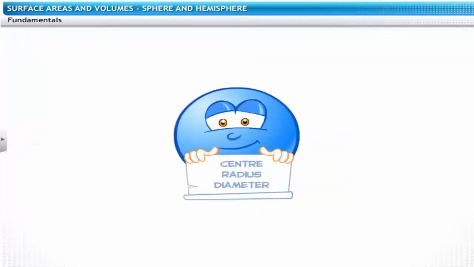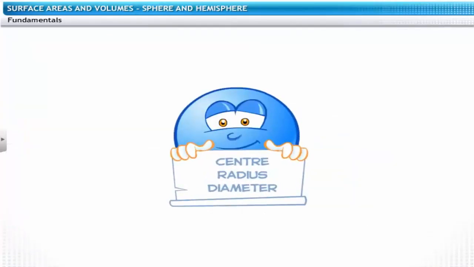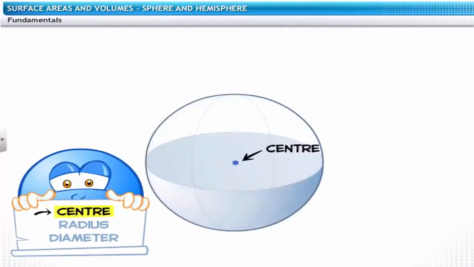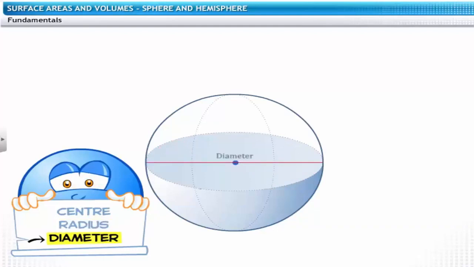Before we learn the mathematical properties of a sphere, let's understand a few fundamentals. The center of a sphere is a point which is equidistant from all the points on a sphere. The distance between the center and any point on the surface of the sphere is called the radius of a sphere. The radius is denoted by the letter r. A line passing through the center and joining 2 points on the opposite sides of a sphere is called the diameter of the sphere. The diameter is equal to twice the radius. It is denoted by the letter d.